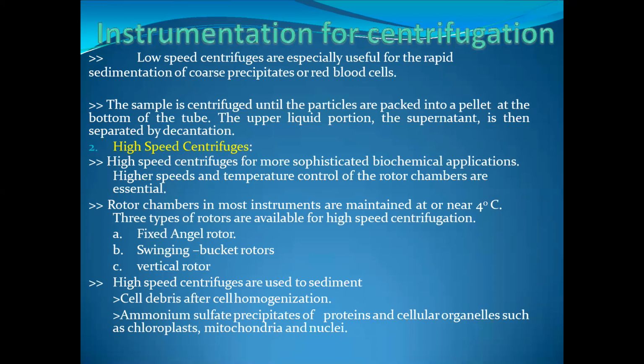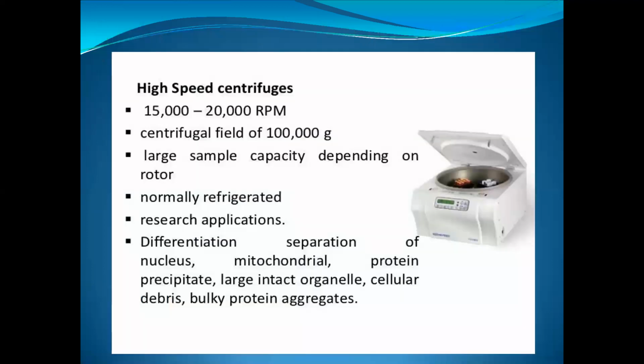Three types of rotors are available for high speed centrifugation. The first one is the fixed angle rotor, the second one is the swinging bucket rotor, and the third one is the vertical rotor. High speed centrifuges are used to sediment cell debris after cell homogenization, ammonium sulfate precipitates of proteins, and cellular organelles such as chloroplasts, mitochondria, and nuclei.